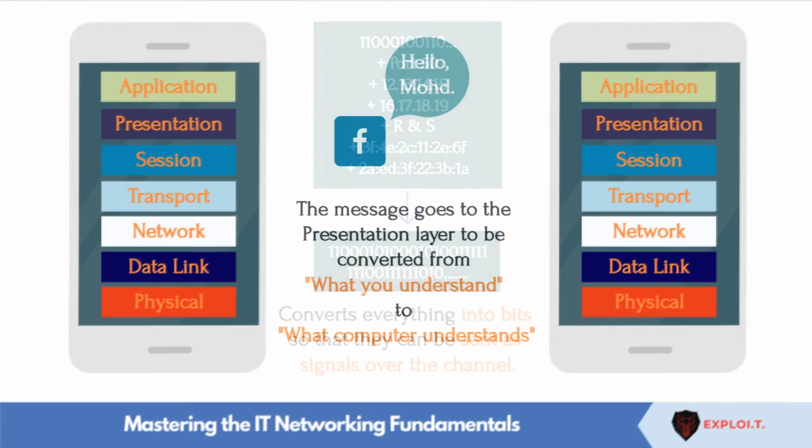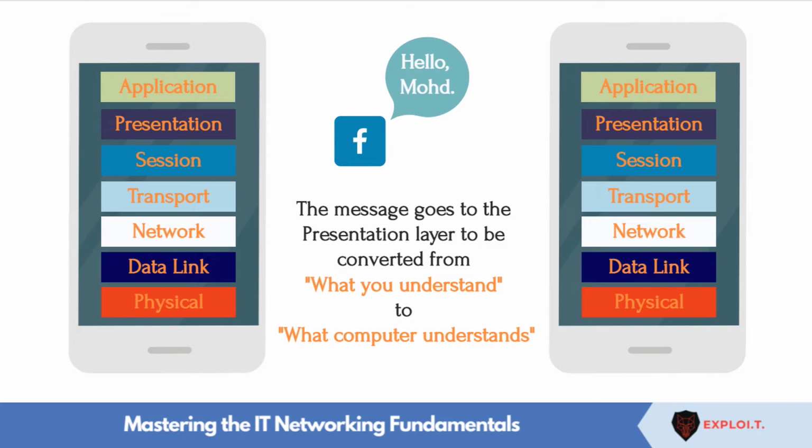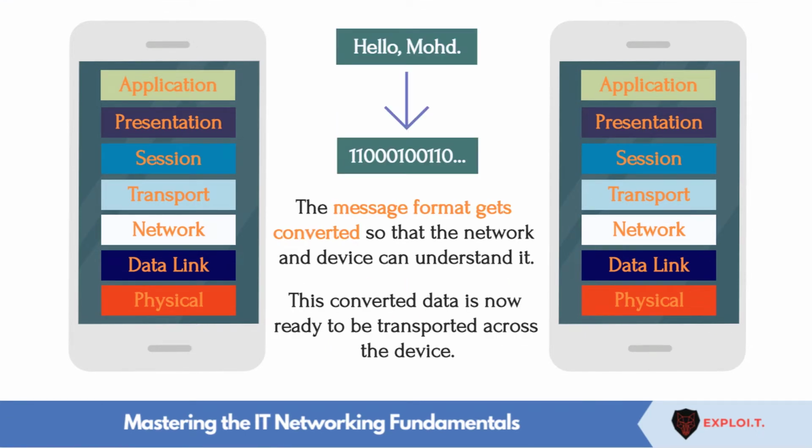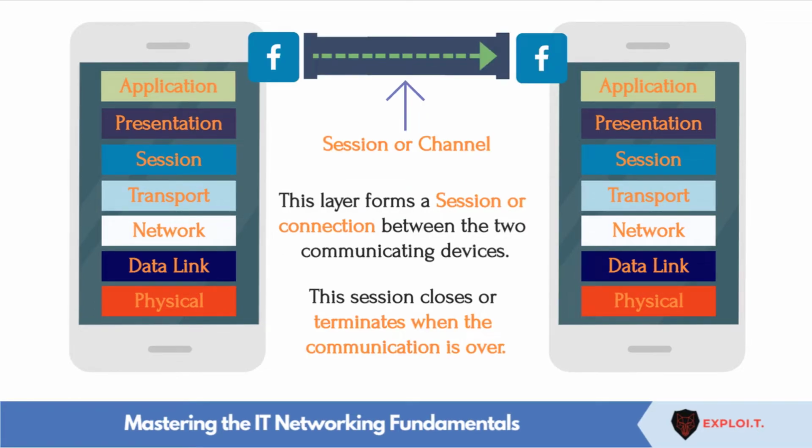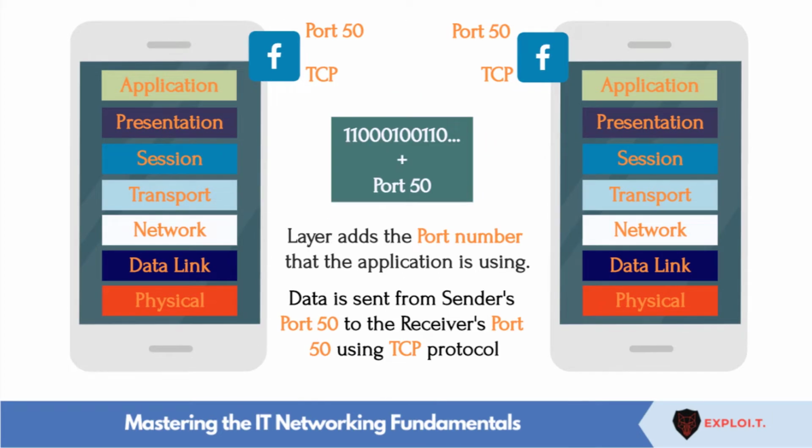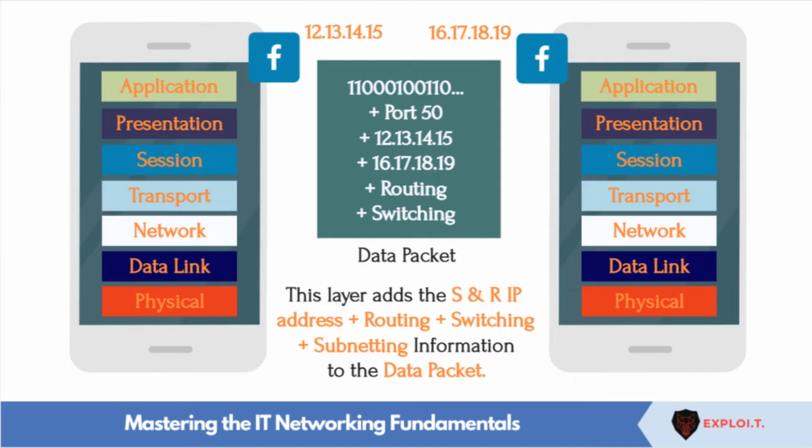So this was the sender side. We moved from the application, where you typed in hello Muhammad, and that was converted to an ASCII code. After the transformation into ASCII code, a session between you and me was established. When the session was established, the ASCII code was sent to the transport layer so that the transport layer can add the port numbers and TCP or UDP protocols. After that, it comes to the network layer where it is called a packet. The network layer adds the IP address of the sender and the receiver. In addition, it adds routing, switching, and subnetting information.